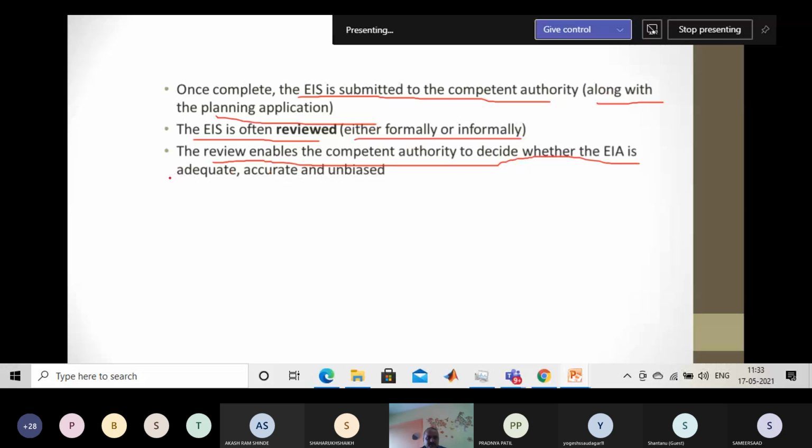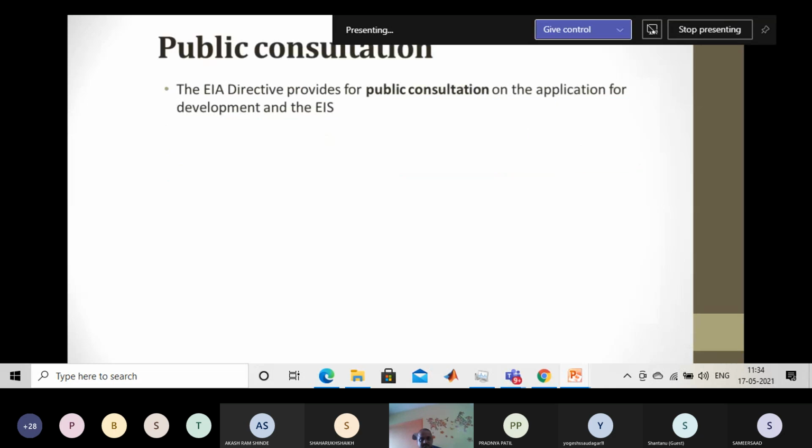The review enables the competent authority to decide whether the EIS is accurate and unbiased. Whether it is adequate, properly designed, properly considers all aspects, whether the calculations they have made are correct or wrong, and that it is unbiased. Biased things are not going to be accepted here. So that is to be considered when finalizing the EIS.